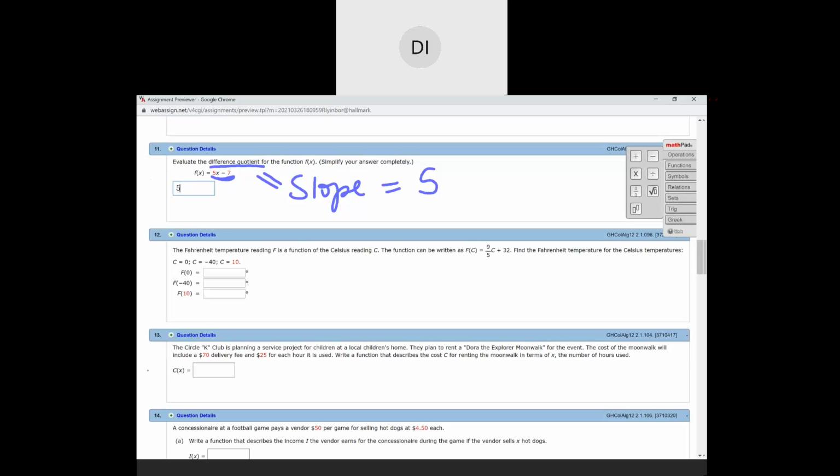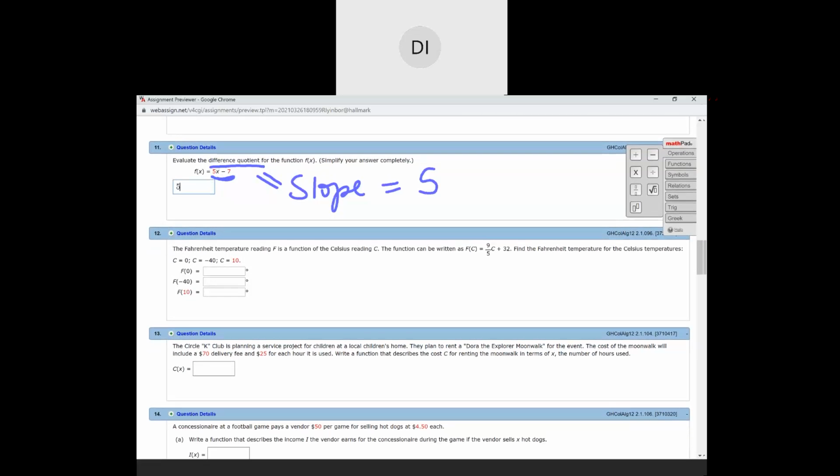All right, the next one is about changing Fahrenheit to Celsius, right? And this is the formula. This is how you're going to change it. They give you the formula. So if they give you 0 degrees, you replace C with 0 and see what you get. When you replace C with negative 40, you see what you get. And replace C with 10, and you get the other answer. So just plug in C, the Celsius.